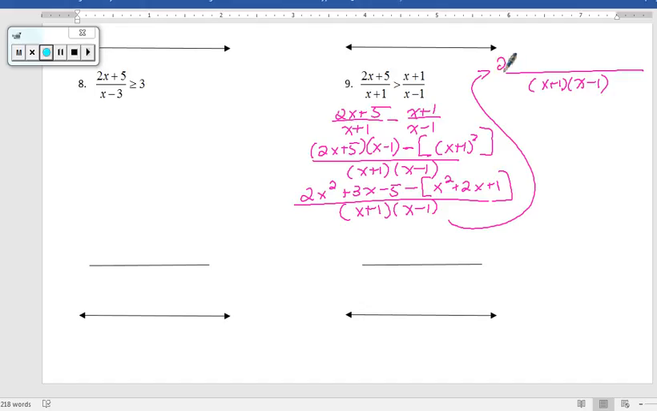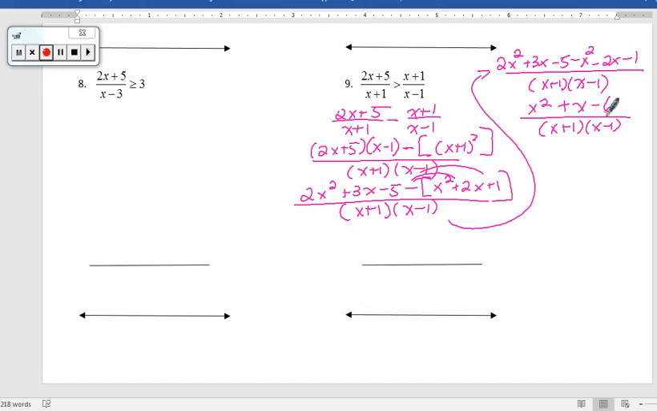Not doing anything with the terms on the left piece here. I am going to distribute this negative through to all three terms. So we're going to get minus x squared, minus 2x, minus 1. Let's combine up our like terms. Still have our denominator. We're going to get just x squared. Combining up the x terms, we're going to get plus x minus 6.